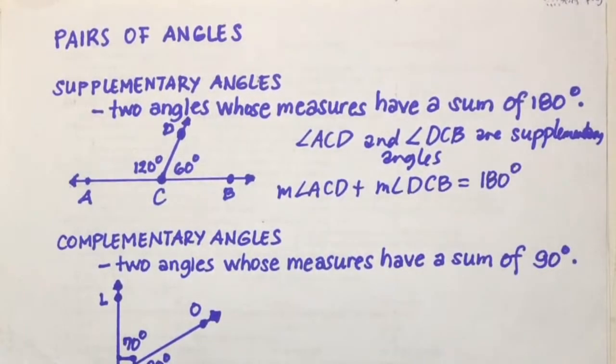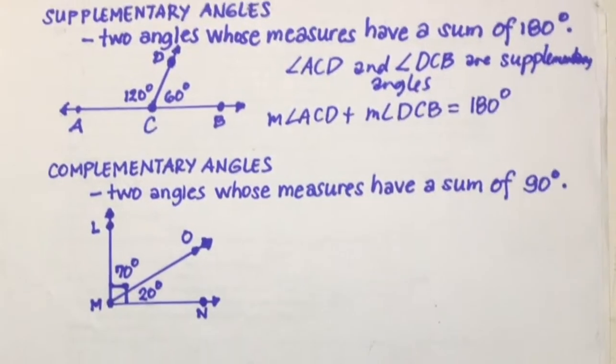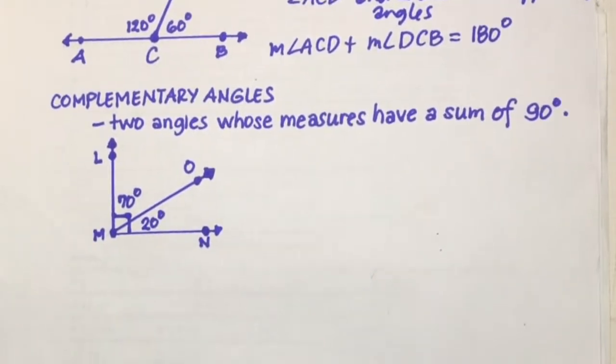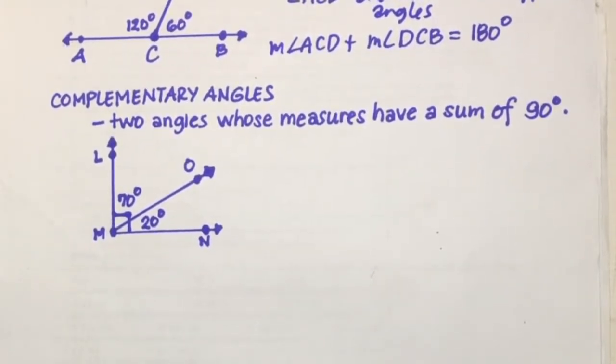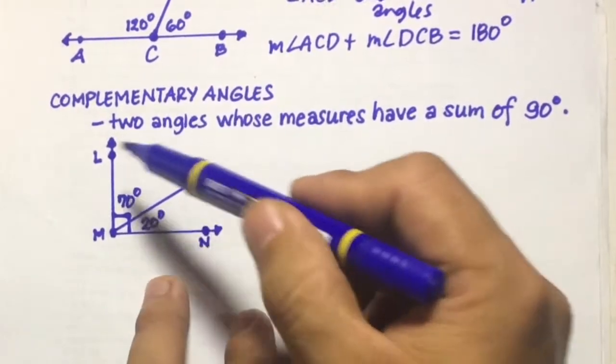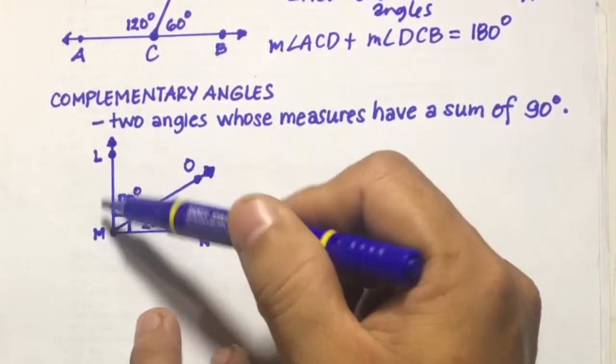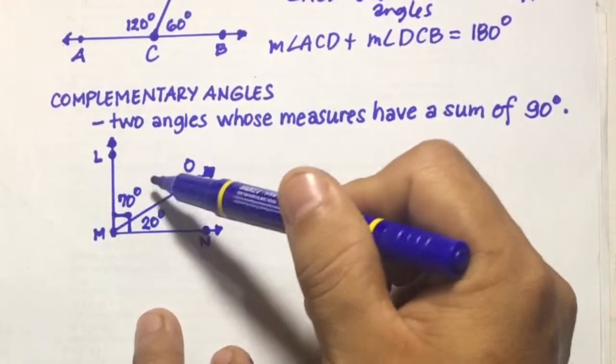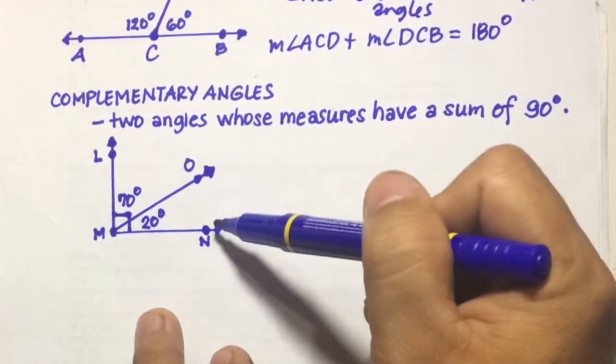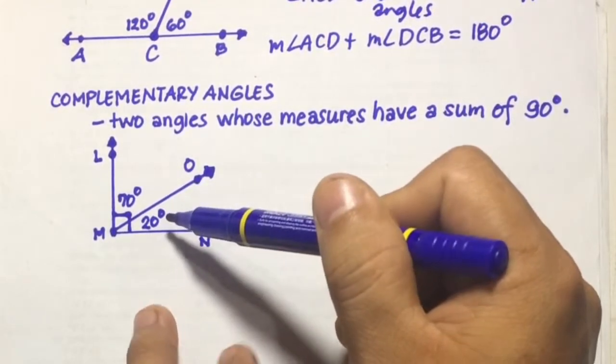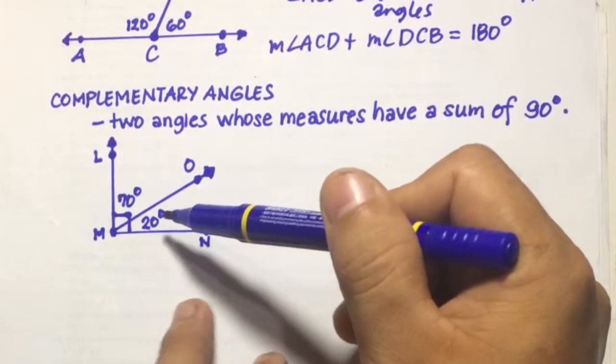Then the next one is called complementary angles. Complementary angles are two angles whose measures have a sum of 90 degrees. So in the figure, this is angle LMO, which is 70 degrees, and angle OMN, which is 20 degrees. So 70 plus 20 is 90 degrees.